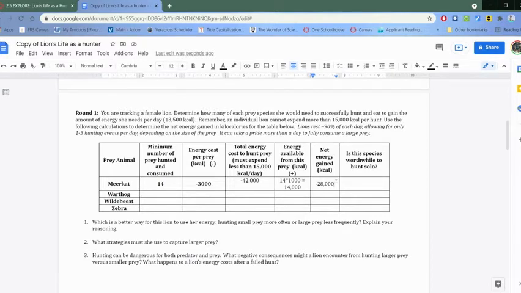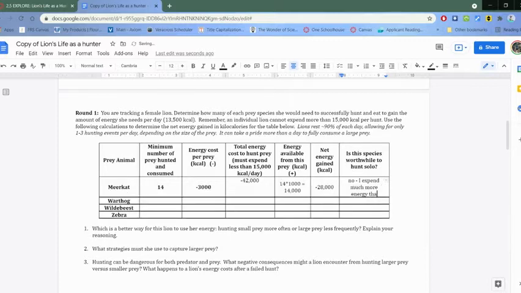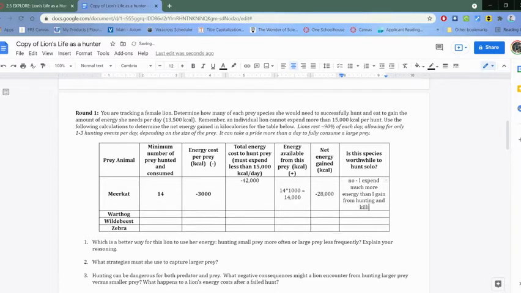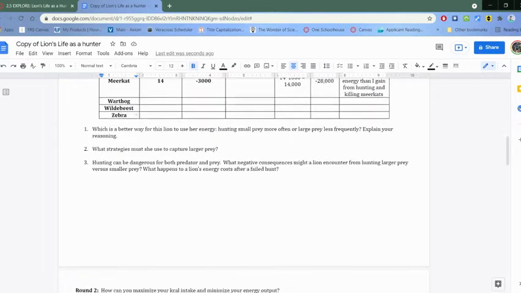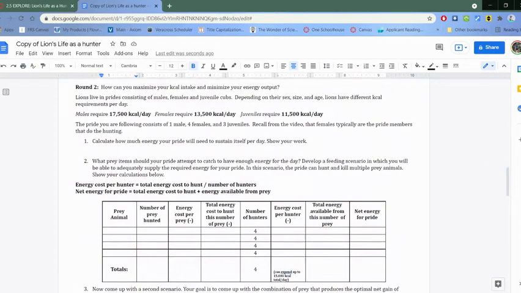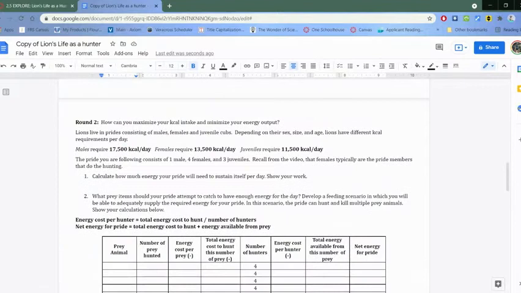So is this species worthwhile to hunt solo? So hunt on my own? No. I expend much more energy than I gain from hunting and killing meerkats. All right, so you'll do the same thing for the warthog, the wildebeest, and the zebra. There's some questions to answer, and then go ahead and head to round 2 and on. Round 2 and on are basically the same instructions.